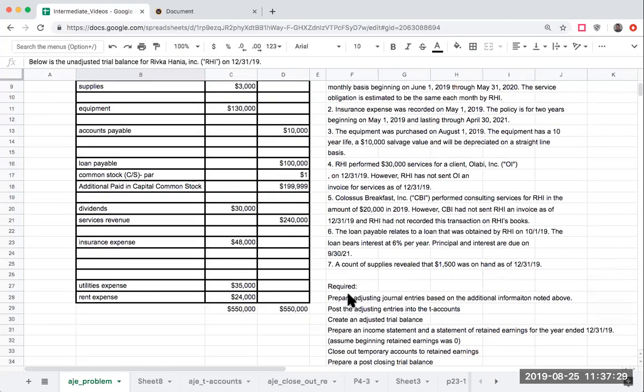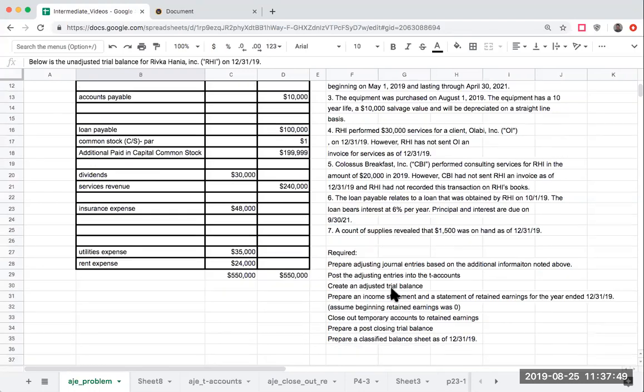The first one is we're going to be asked to prepare adjusting journal entries. We're going to post those adjusting entries into the T accounts. We're going to create an adjusted trial balance. And then we're going to do an income statement and a statement of retained earnings for the year ended December 31st, 2019, assuming that our beginning retained earnings were zero. We're going to close out all temporary accounts to retained earnings, and then prepare a post-closing trial balance. And lastly, we're going to prepare a classified balance sheet as of December 31st, 2019.